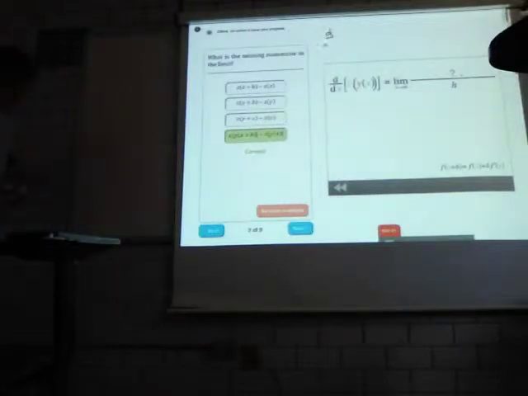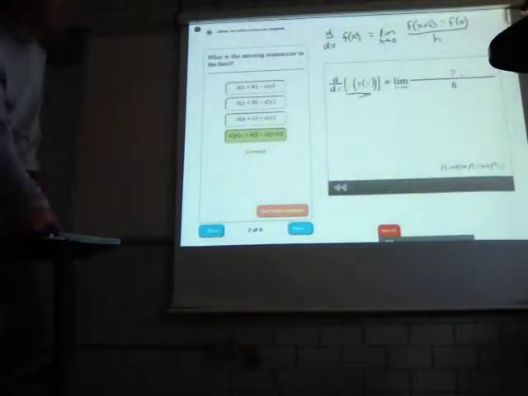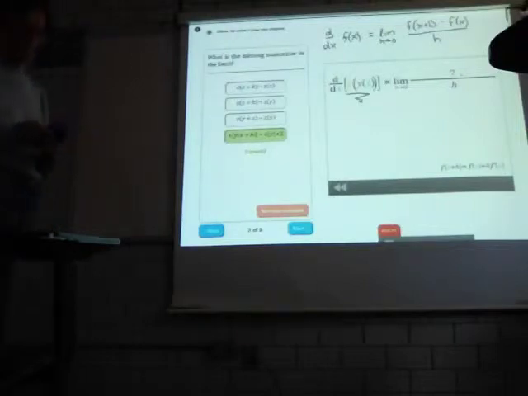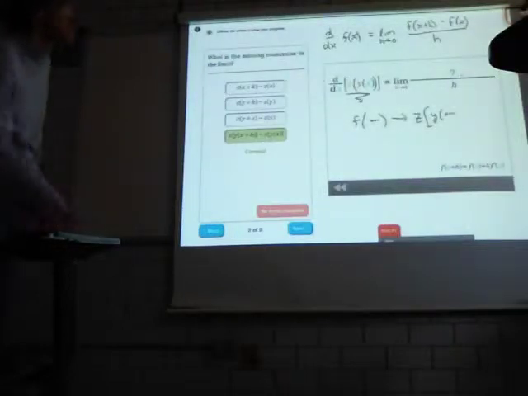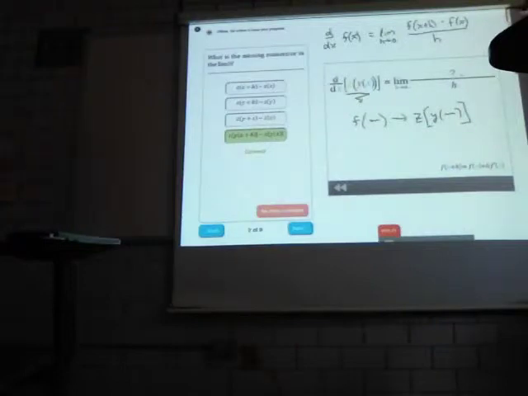The definition of a derivative usually looks something like this. The derivative of f of x is equal to the limit, as h goes to 0, of f of x plus h minus f of x, all divided by h. In this problem, instead of f, we have z of y of x. So every time we see f of something, we have to replace it with z of y of that same thing. Why don't you try making these substitutions in this definition and see if you can get the answer?